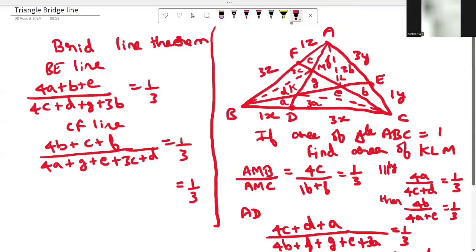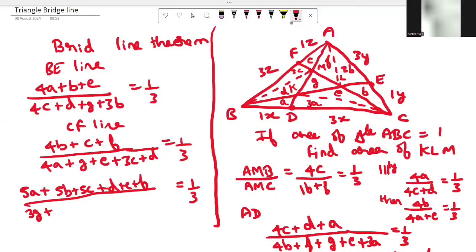So let's add the numerators. I have D, E, F, along with that I have combinations. So meaning I have 5A plus 5B plus 5C plus D plus E plus F in the numerator. So let's come to the denominator. I have 3G, and then I have D, E.